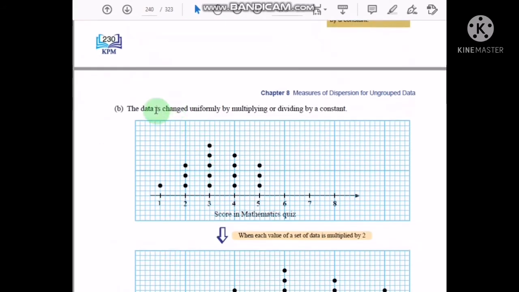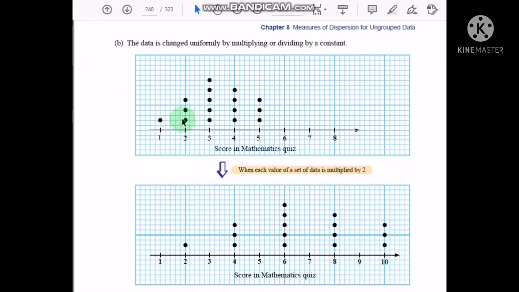Okay, what happens when the data is changed uniformly by multiplying or dividing by a constant? Let's look at this one. This is the original data. Then what will happen when each value of a set of data is multiplied by 2? So 1 multiplied by 2, you get 2, and 2 multiplied by 2, you get 4. Then 3 multiplied by 2, you get 6. 4 multiplied by 2, you get 8 here. And 5 multiplied by 2, you get 10 here.